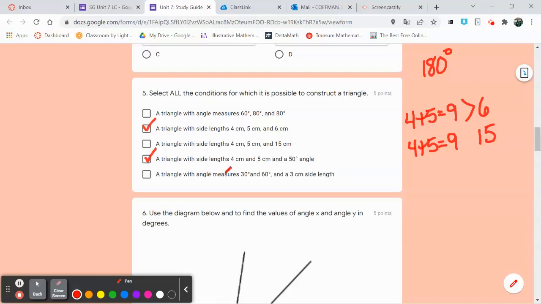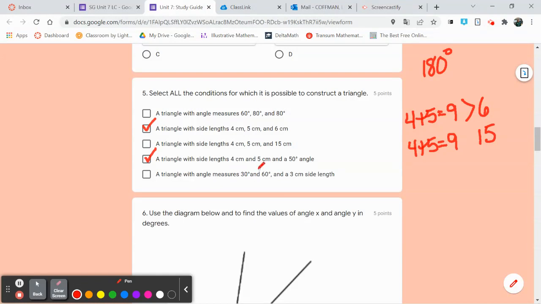A triangle with angle measures of 30 degrees, 60 degrees, and a 3 centimeter side length. Again, this time we have 2 angles and a side. Well, you just have to make sure that the 2 angles they gave you don't go over 180 and they leave room for another angle. They do. We've got a short side length. They didn't give us something unreasonable. Even if they did, we could still draw. The biggest thing is your angles, okay?